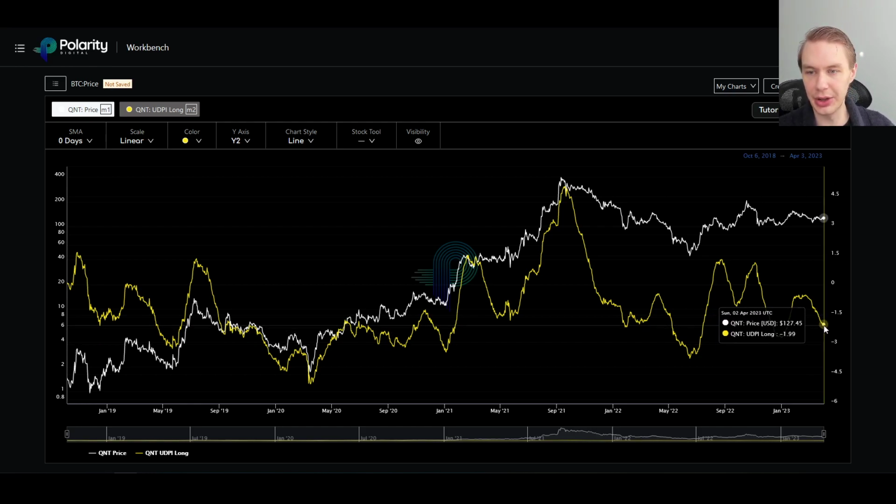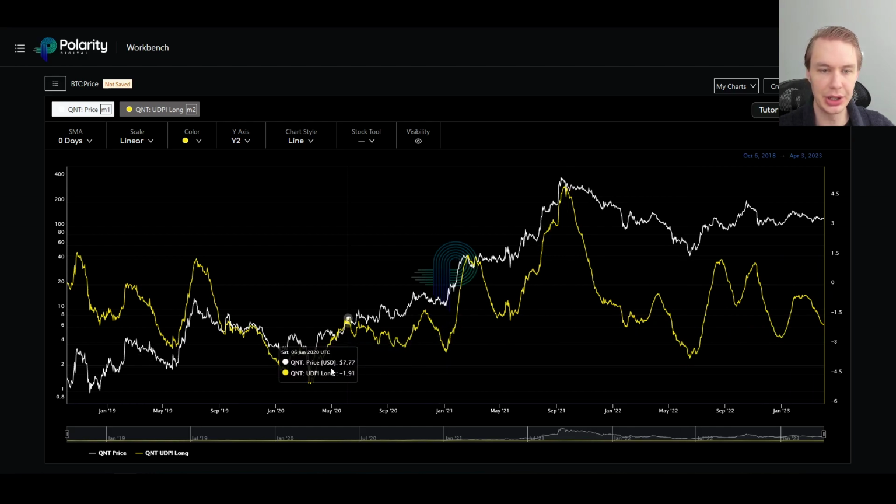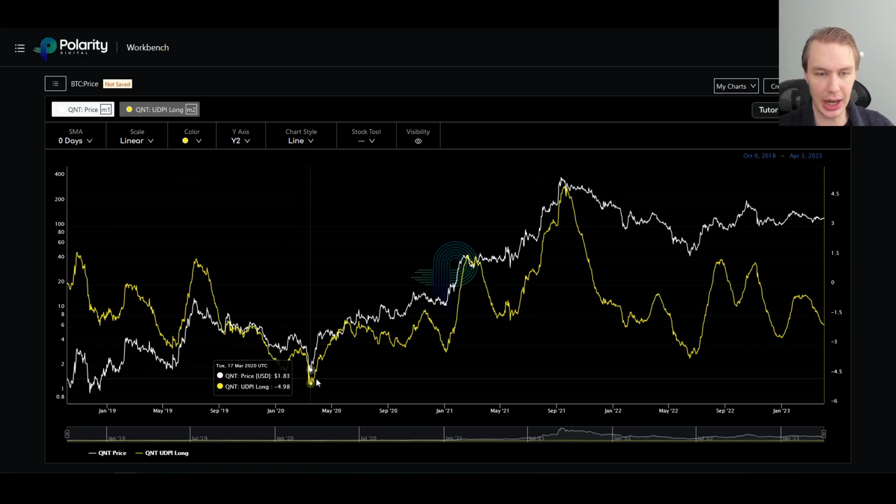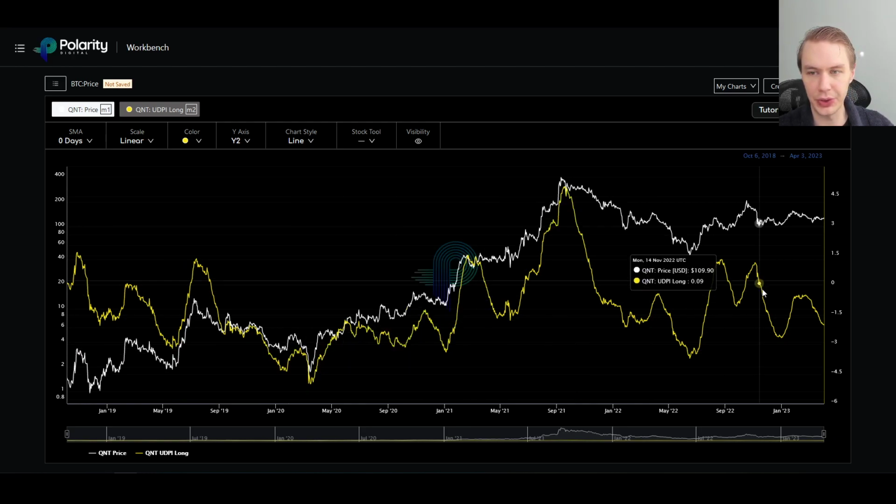And so really, the further down this goes, if you're long-term bullish on Quant, the better opportunity it is in the longer term. Now, obviously, none of this is financial advice. You can make your own opinion about these data. But that's just one thing to think about: when you get to these really low UDPI levels for Quant, at least historically speaking, they've generally been nice accumulation periods before bullish phases.